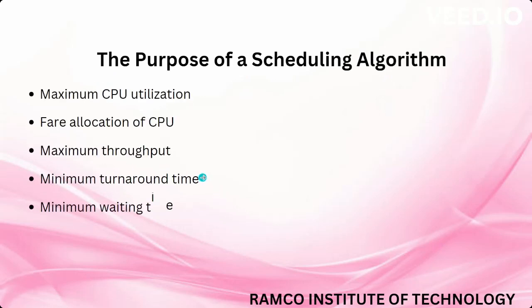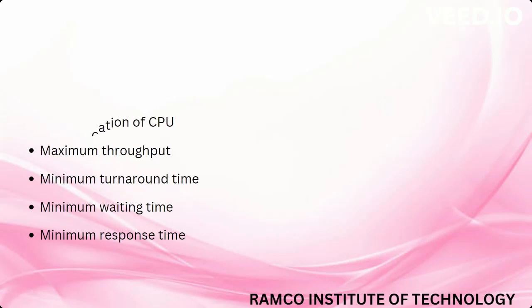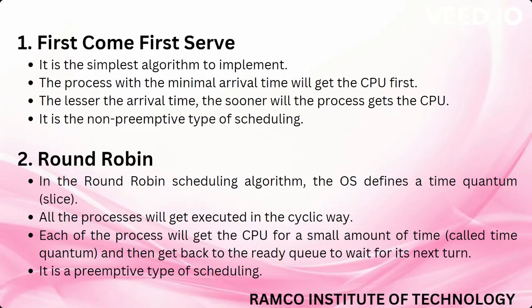The purpose of scheduling algorithms: first one is maximum CPU utilization, then fair allocation of CPU, then to get the maximum throughput, then to get the minimum turnaround time, minimum waiting time, and minimum response time. Let us see the types of scheduling algorithms one by one.